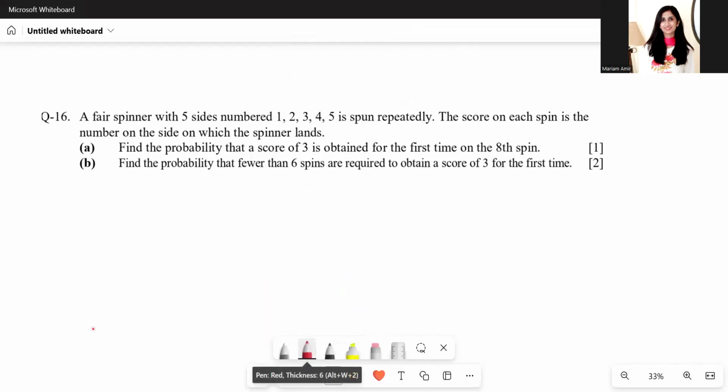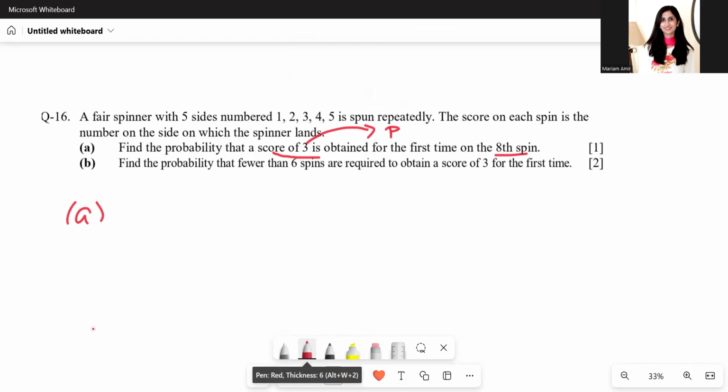A fair spinner with 5 sides numbered 1, 2, 3, 4, 5 is spun repeatedly. The score on each spin is the number on the side on which the spinner lands. Part A. Find the probability that a score of 3 is obtained for the first time on the 8th spin.